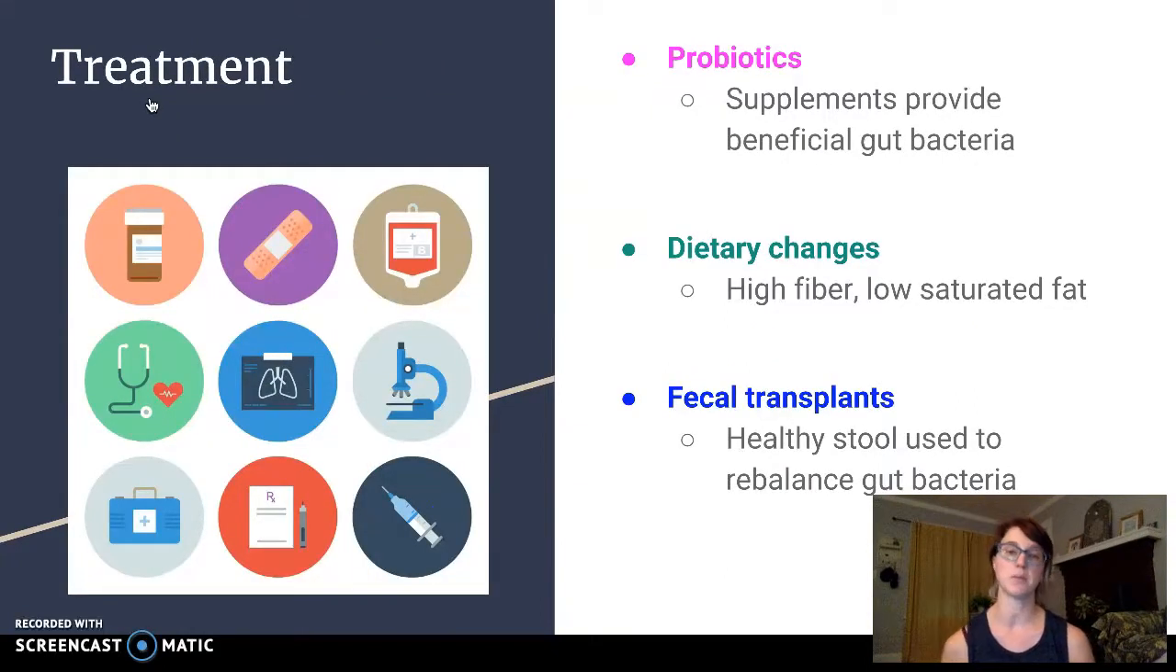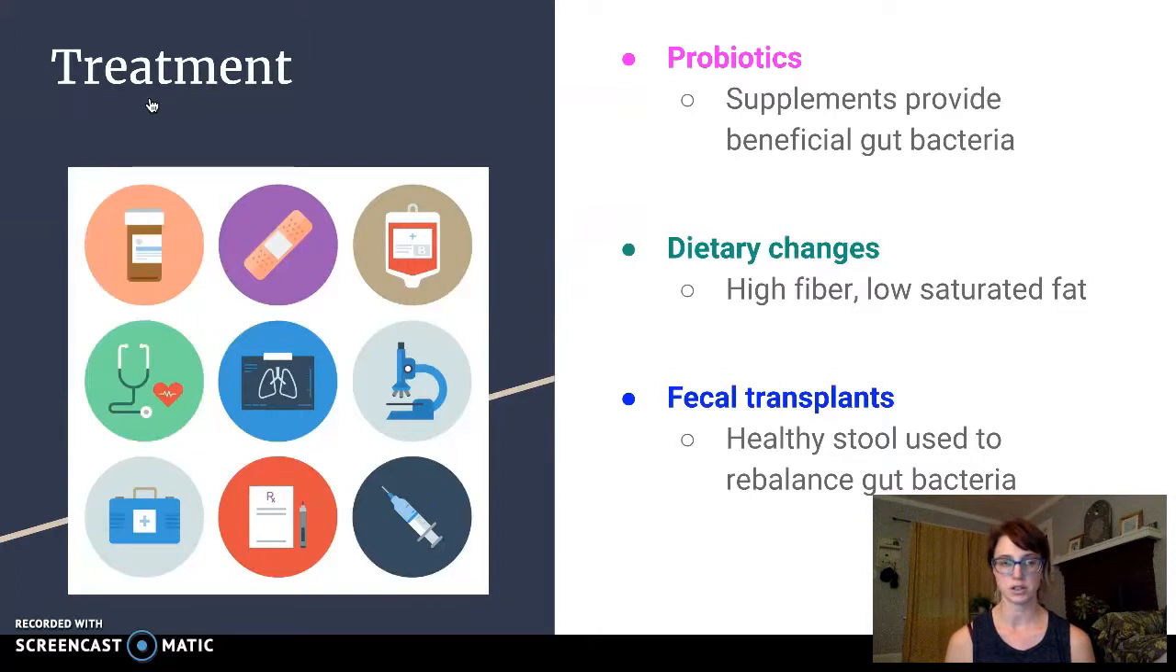So talking about treatment for the microbiome, there are several main types of treatment at this point. Probiotics, which most people are familiar with, are supplements that provide beneficial gut bacteria to help rebalance our bacteria. If we do things, through stress or poor eating or through antibiotics, that wipe out our gut microbiome, then probiotics are a way to reestablish that good bacteria.